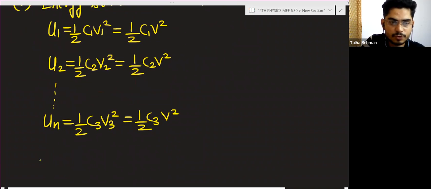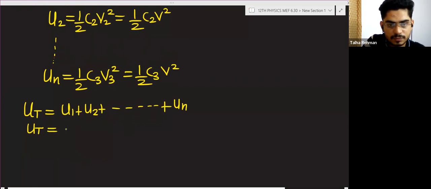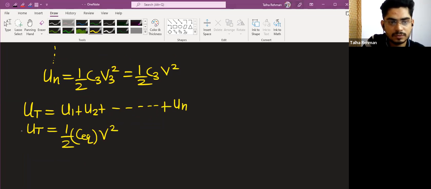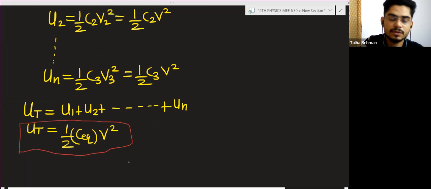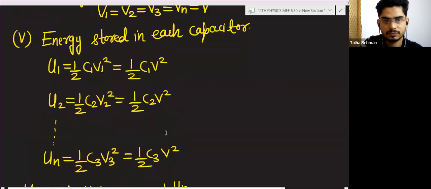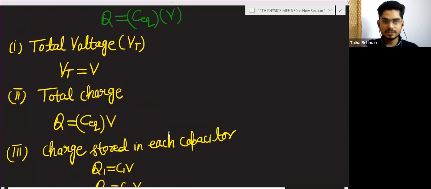If you want to calculate the total energy, you can write U1 plus U2 plus and so on Un. And this total energy can be written in one more form, half C equivalent into V square. Please note it down.